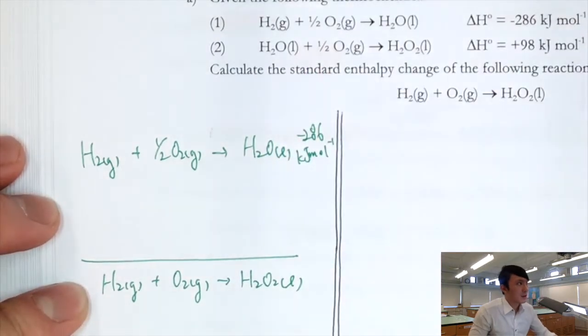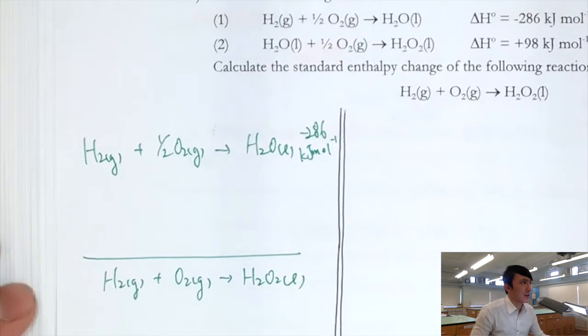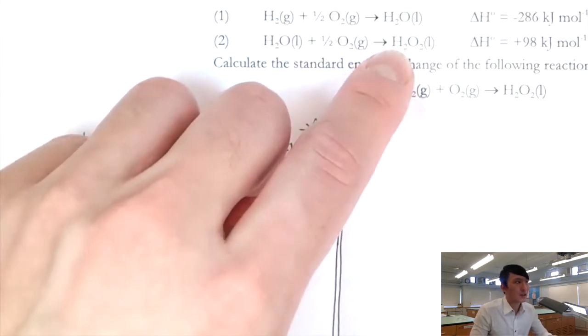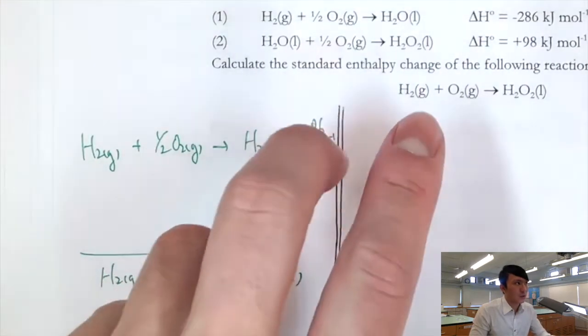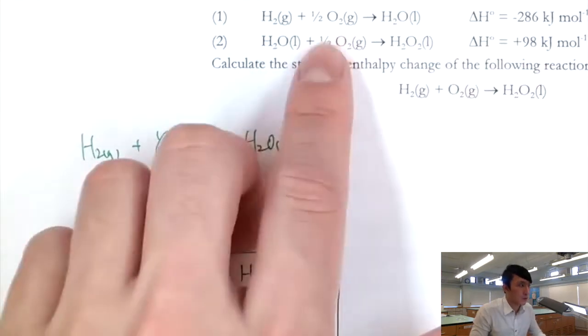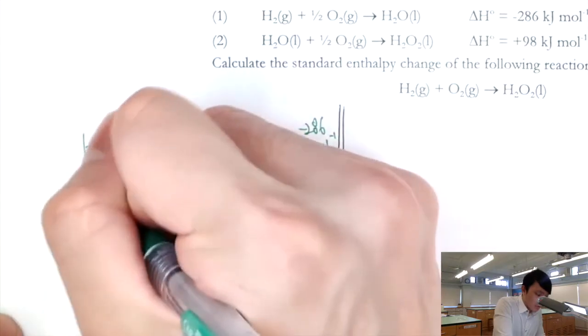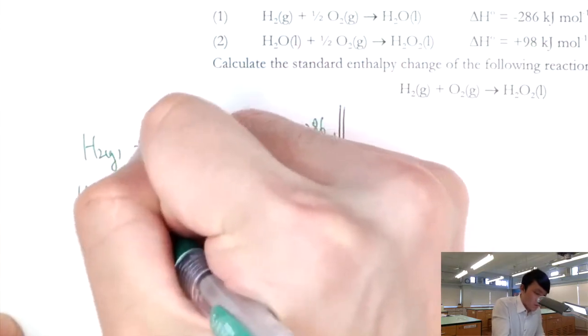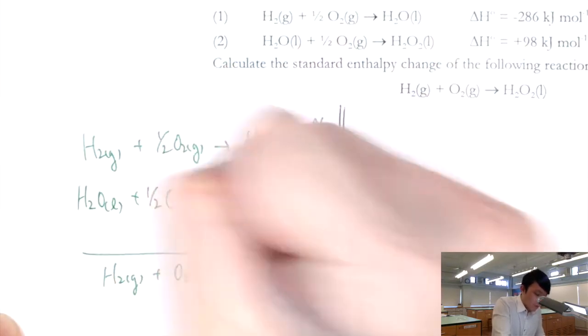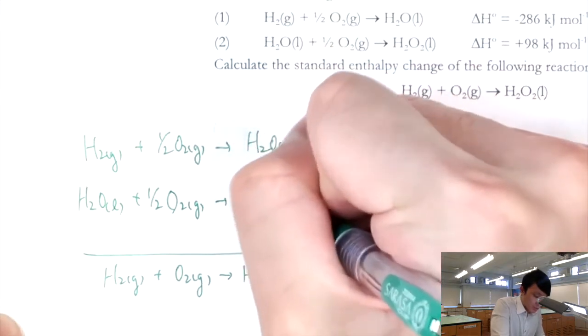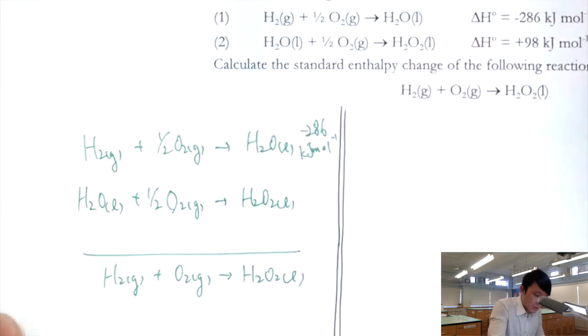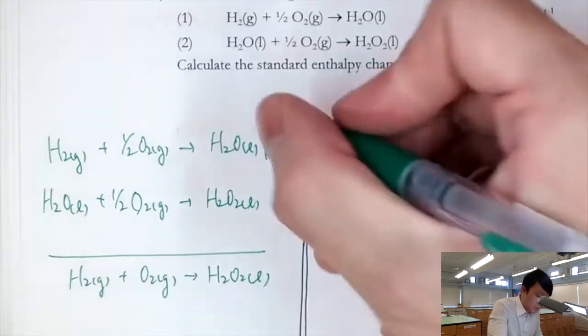Okay? Looking at the second equation, you realize that H2O2 is on the right-hand side, one mole, so that you know, you don't have to flip, you just have to copy this one down. So H2O, half O2, forming H2O2. So here, again, copy the enthalpy terms.